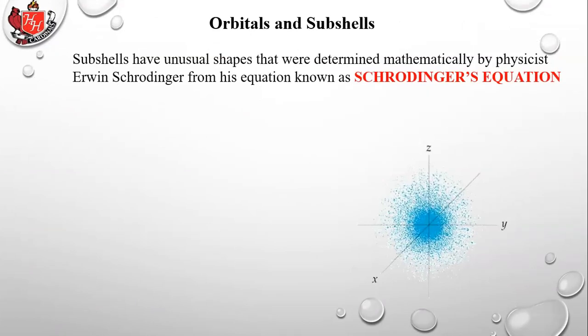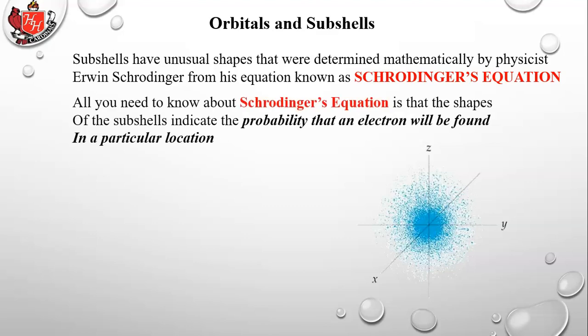Now we're going to get into the shapes of these subshells, and they're very unusual. Okay, we've talked about just these circular orbitals up until now, but you're going to find that they have some very unusual shapes. So the subshells have unusual shapes that were determined mathematically by physicist Erwin Schrödinger from his equation known as Schrödinger's equation. All you need to know about Schrödinger's equation is that the shapes of the subshells indicate the probability that an electron will be found in a particular location.